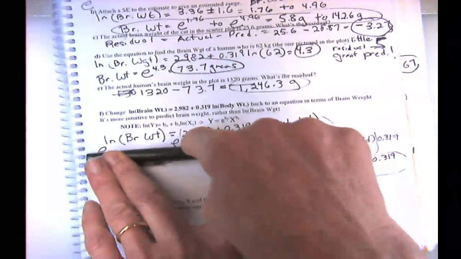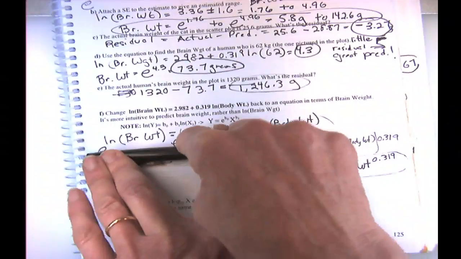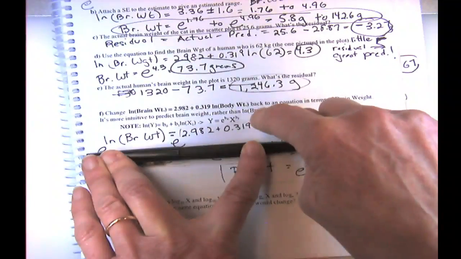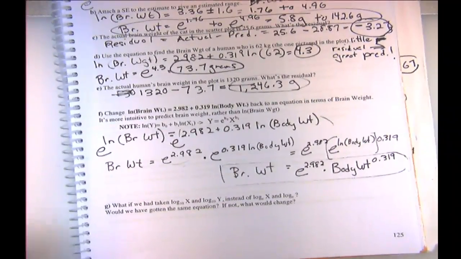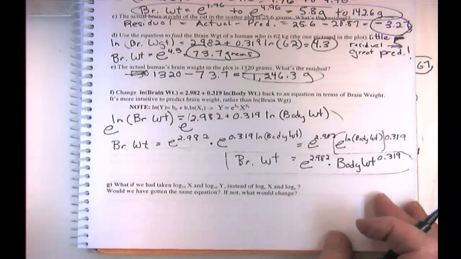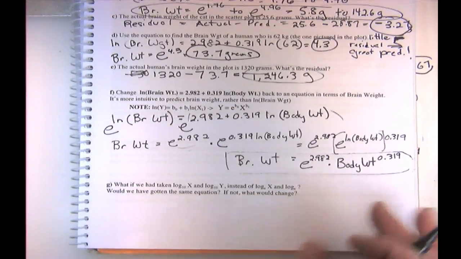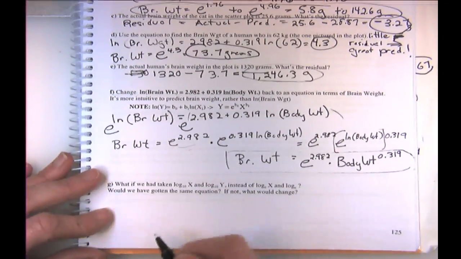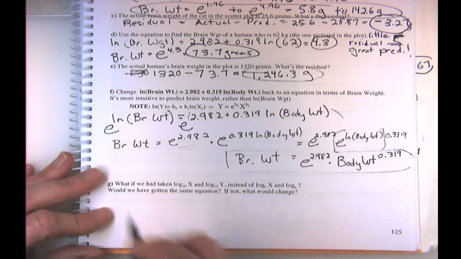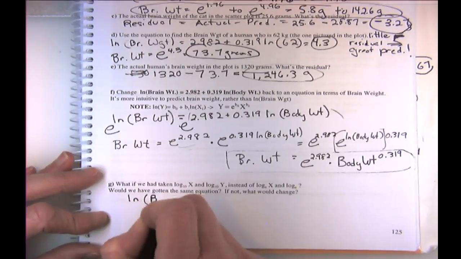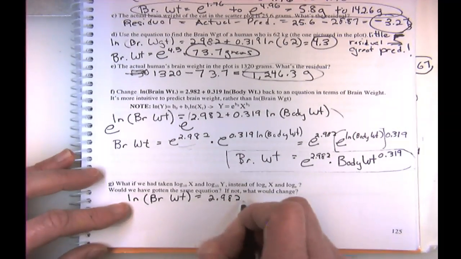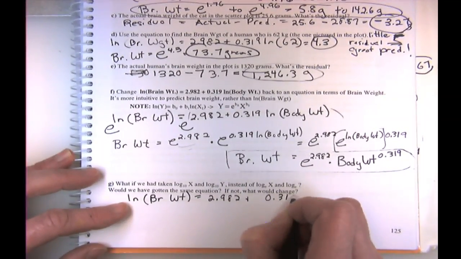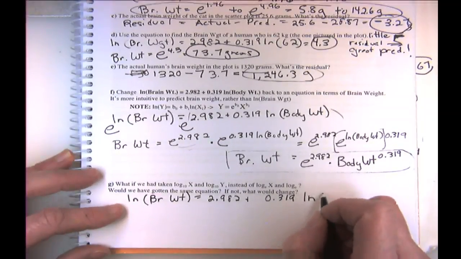Do you think the intercept would change? Raise your hand if you think the intercept would change. Raise your hand if you think the slope would change. Okay, well, let's do it then. So what would change, and would we have gotten the same equation? Let's look at this. So we have the log of the brain weight is equal to 2.982 plus 0.319 times the natural log of the body weight.